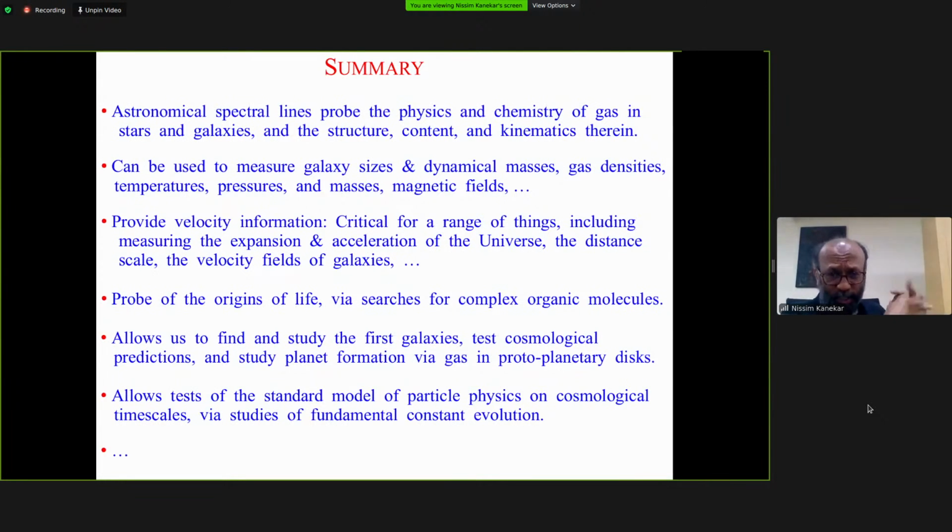It lets you probe the origins of life via searches for extremely complicated organic molecules, for example, glycine today. It allows you to find and study the first galaxies, to test cosmological predictions, and to completely jump to study planet formation by using ALMA, for example, to observe gas in protoplanetary disks. It allows tests of the standard model of particle physics and cosmological timescales via studies of fundamental constant evolution, and it allows a ton of other things. I've just picked some random things which I'm personally interested in and put them down over here.